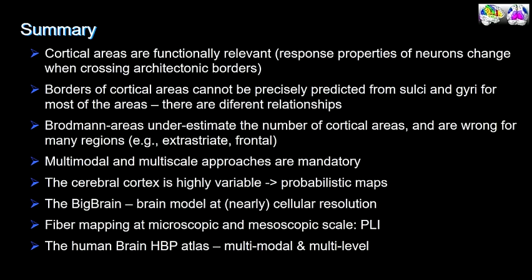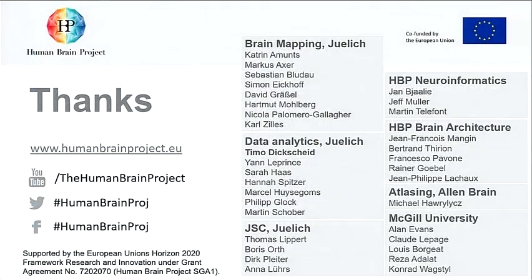The BigBrain model helps to include cellular data into a new reference space and to compare different types of data. Fiber mapping at microscopic and mesoscale is possible using PLI, and it helps also to better understand diffusion data. And the Human Brain Atlas is a new type of atlas that helps to integrate all these different types of data.